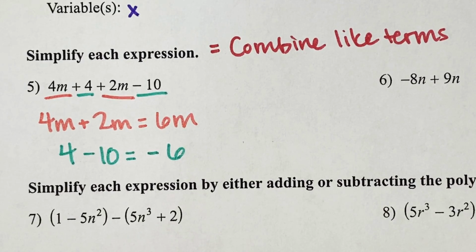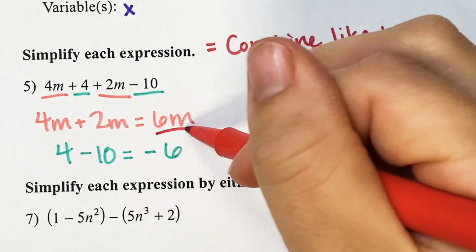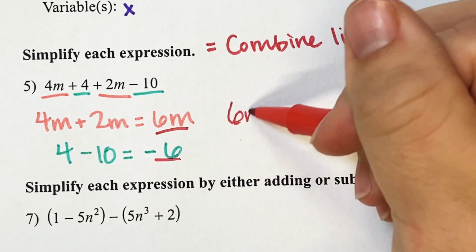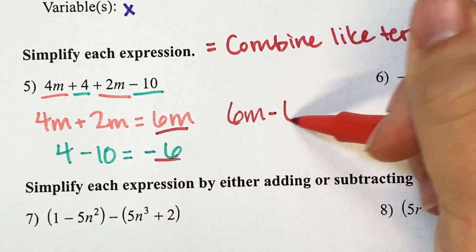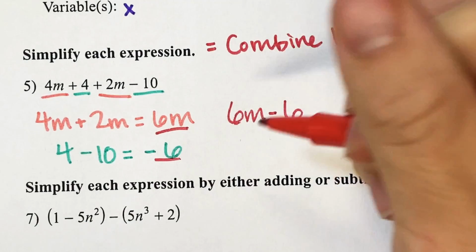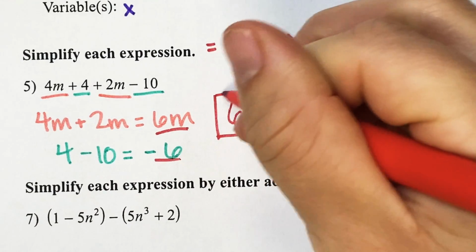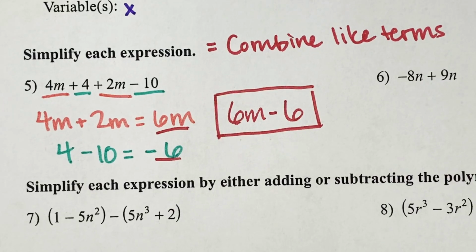So our final answer, you just combine these two, right? Put them into a new math sentence, 6m minus 6, and since they are not like terms, that is simplified.